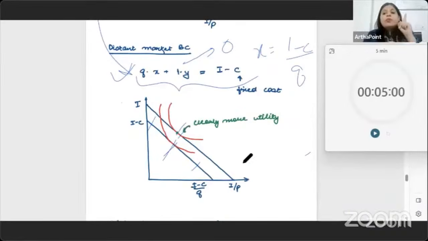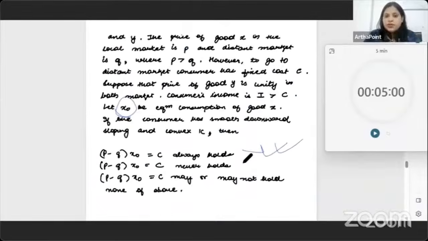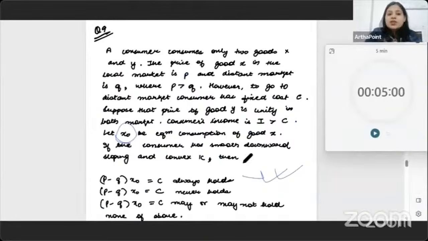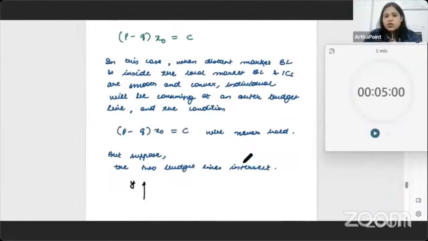Therefore, it would be wrong to say that that equation holds true. Now, let's take case 2. Some people argue that, ma'am, if I look at the question, it says the price in this market is greater than the price in the distinct market. Okay, no problem. Let us take the other example. Let's take case 2 in this case now, beta.